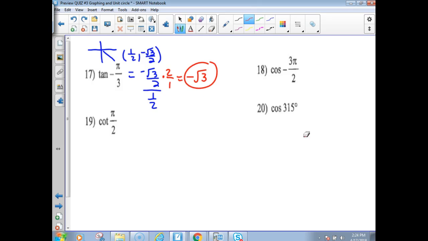Number 18, cosine of negative 3 pi over 2. Positive 3 pi over 2 is here, so negative 3 pi over 2 is up there. That's the point 0, 1. Cosine is 0. And 19, cotangent of pi over 2. So I go, where's pi over 2? Well, that's right here. That was where I was a moment ago. 0, 1. Cotangent is x over y, so it would be 0.